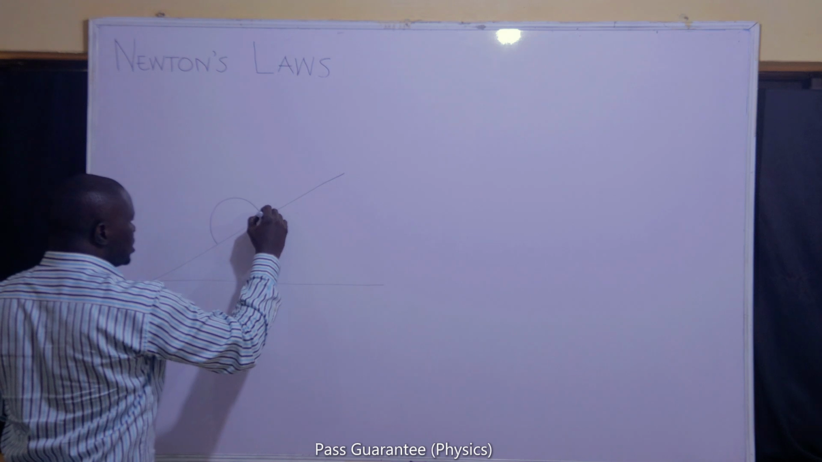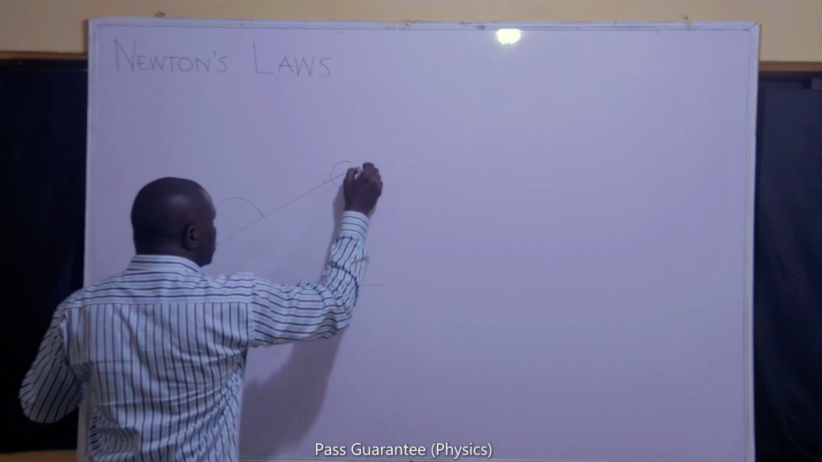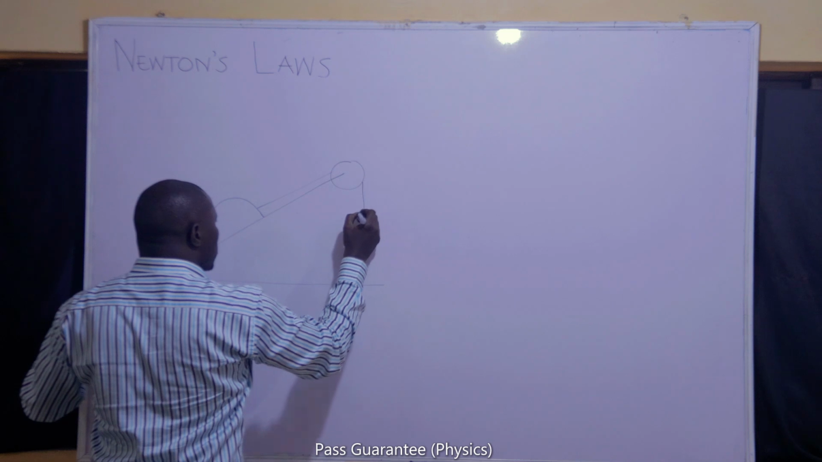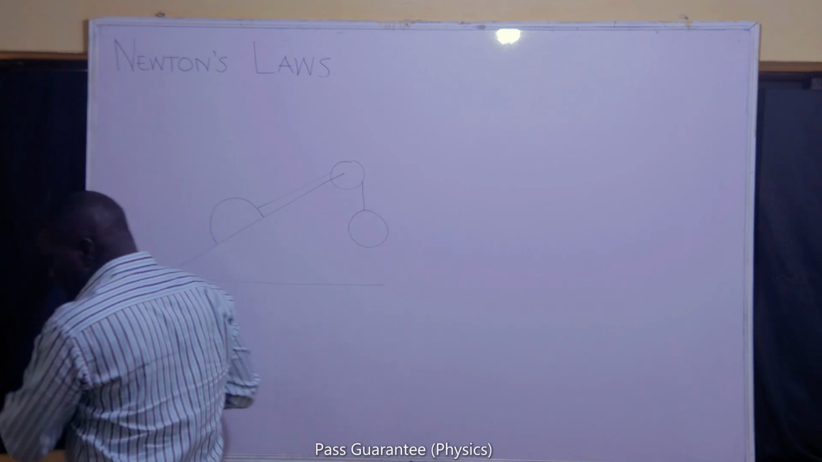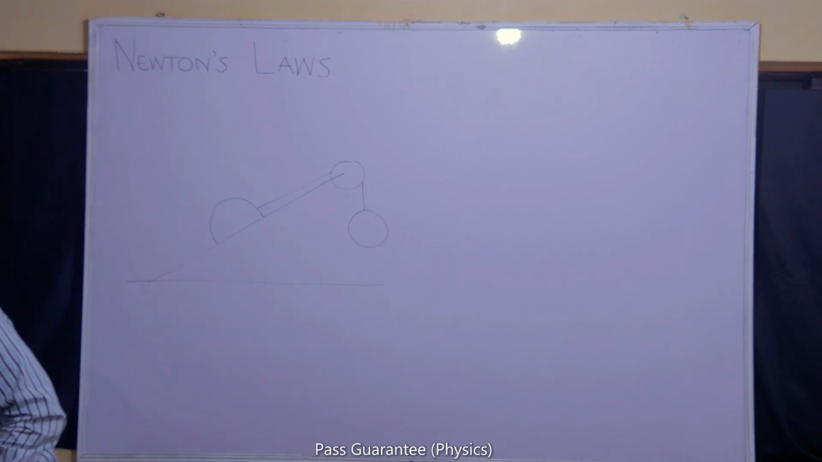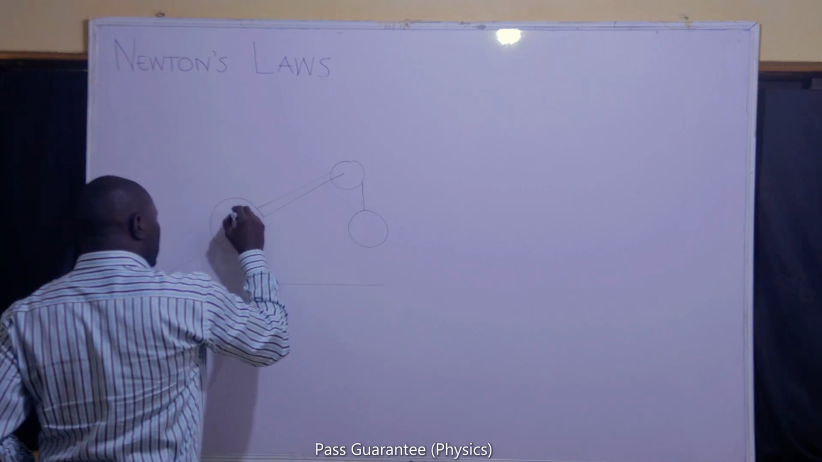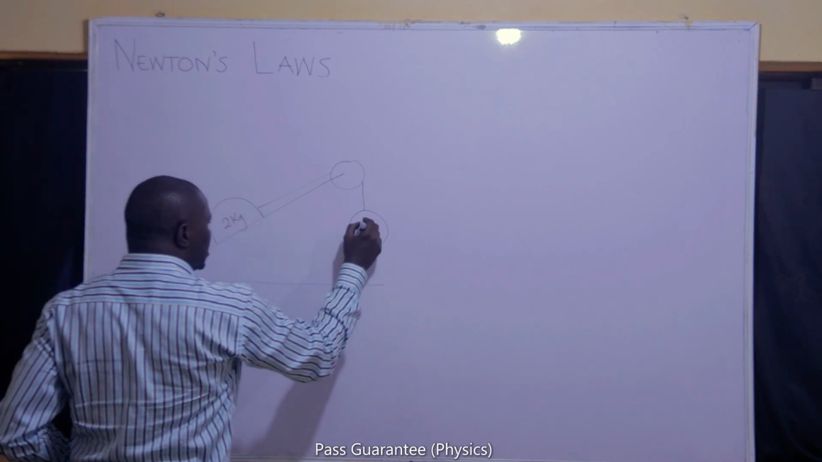Now, the last question, the last but not the least. I have an object, I have a pulley. This object on an inclined plane is connected through a rope to another object. The first object is 2 kilograms and the next is 3 kilograms.